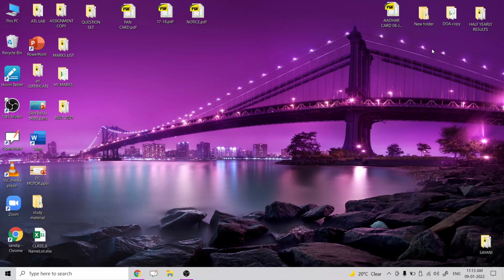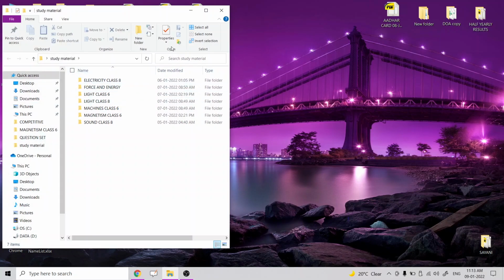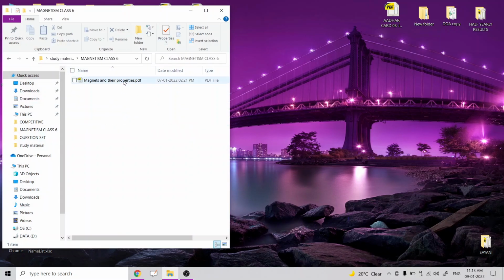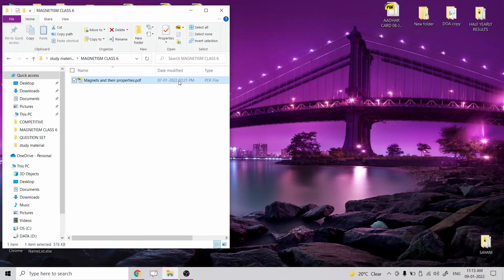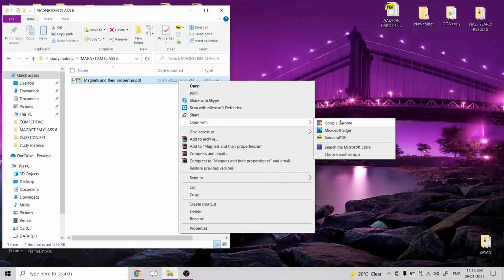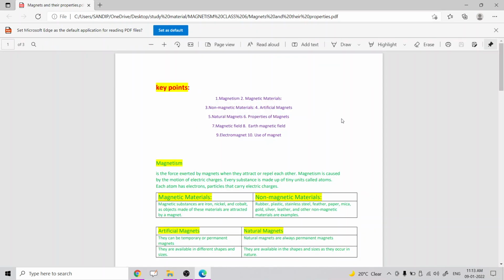Welcome students. In the previous class we discussed the exercise questions of your chapter, that is light. Today we are going to discuss our last chapter, that is magnetism. So here we will discuss different types of magnetic material and magnetic properties also.